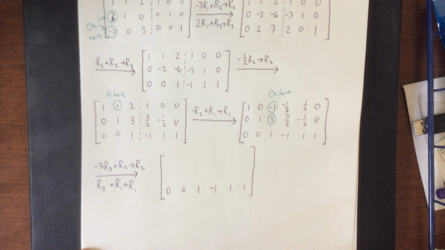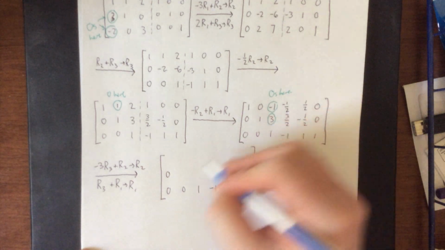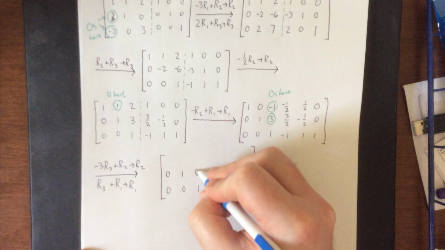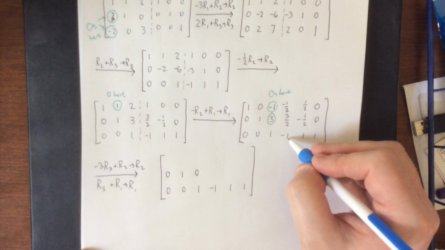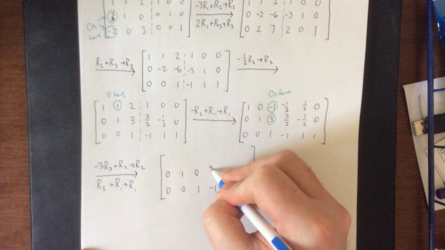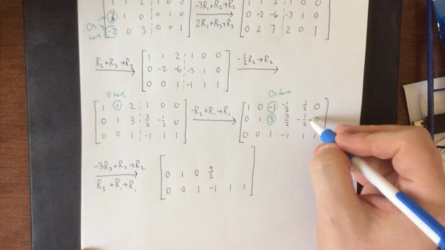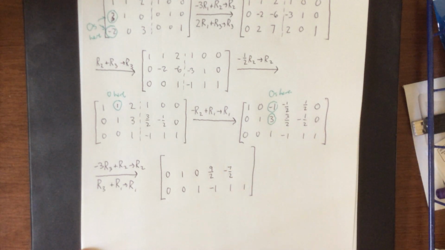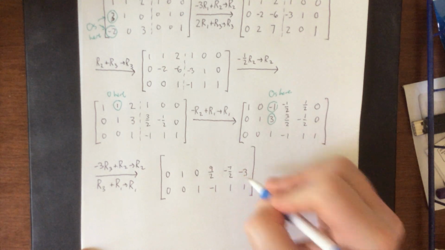Let's do the second row. We'll take negative 3 times 0, add to 0. Negative 3 times 0, add to 1. Negative 3 times 1, add to 3. Negative 3 times negative 1, add to 3 halves. That'll be 9 halves. Negative 3 times 1, add to negative 1 half. That'll be negative 7 halves. And negative 3 times 1, add to 0. That'll be negative 3.